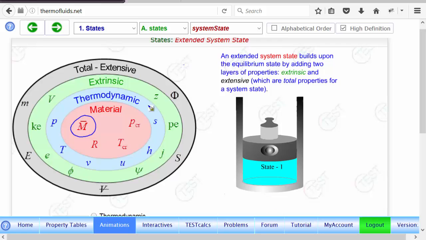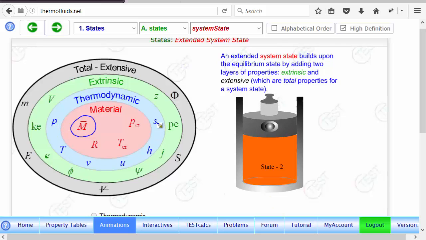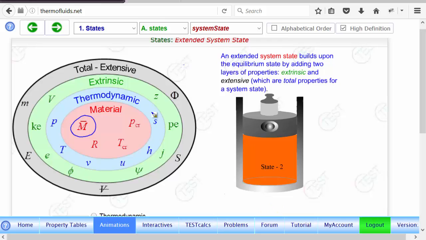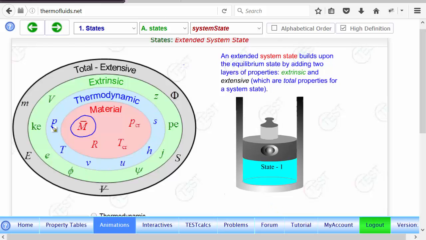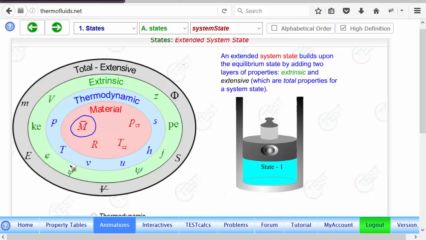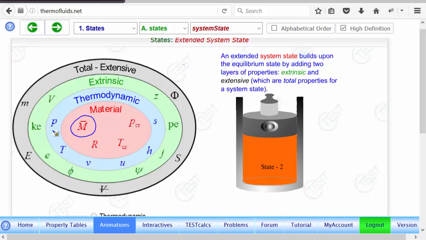Next to that are the thermodynamic properties that we just talked about, P, T, V, U, H, S. These are the properties that are responsible for defining the equilibrium. In other words, if these properties are observed not to be changing, that means the system has the same equilibrium. If you have a cup of coffee at a certain pressure and temperature, all these other properties will have fixed values, and if you isolate the system, it will never change.